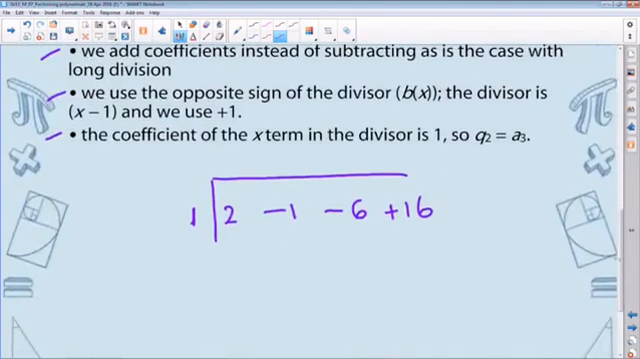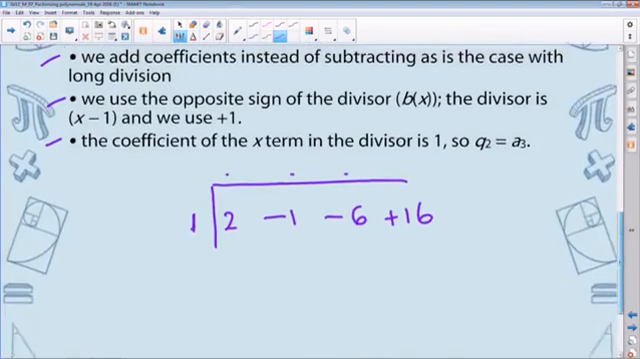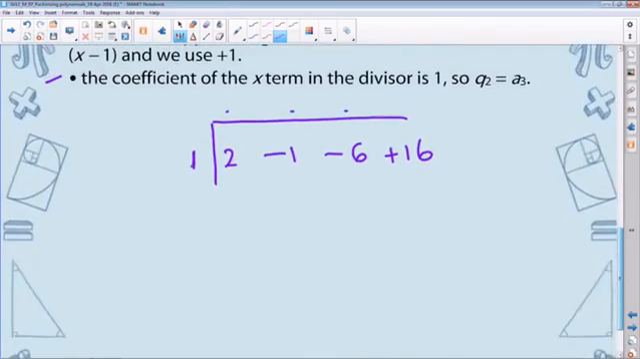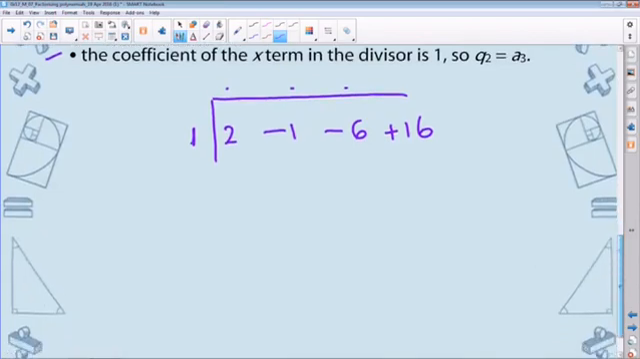So I've put my divisor there as 1, and we're going to work out what the quotient is and put those answers on top of the line. Let's go through that step by step, because all I really need is the coefficients. Remember that the quotient will always be 1 degree lower than your dividend. Because this is cubic, my quotient will be quadratic.